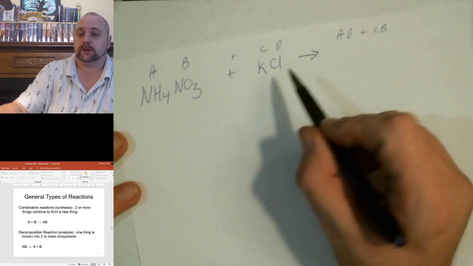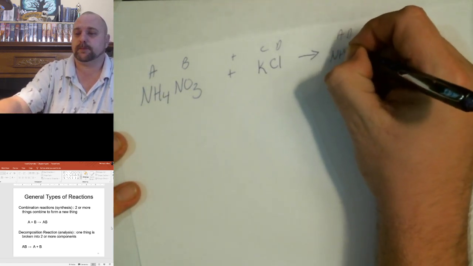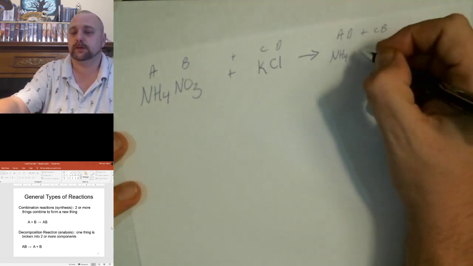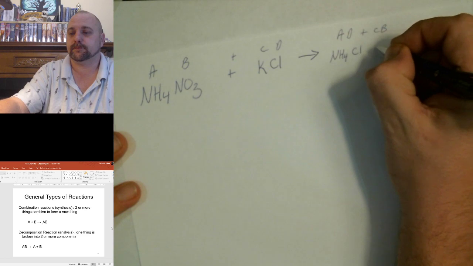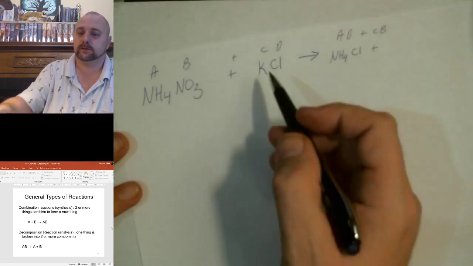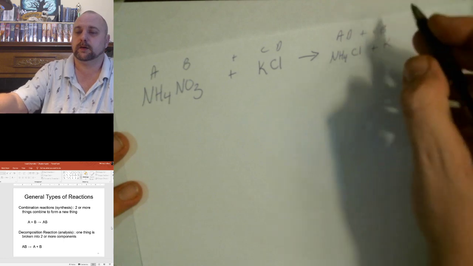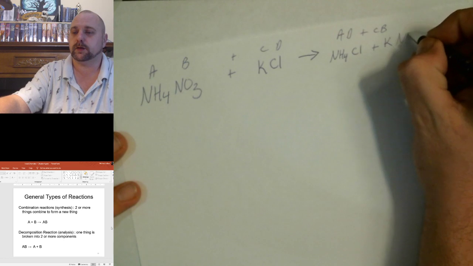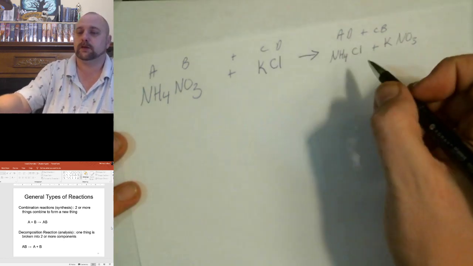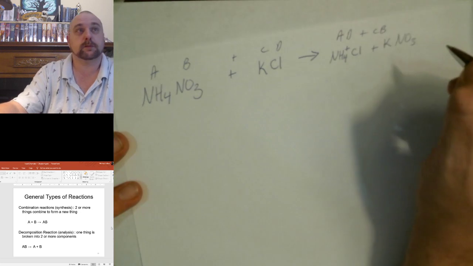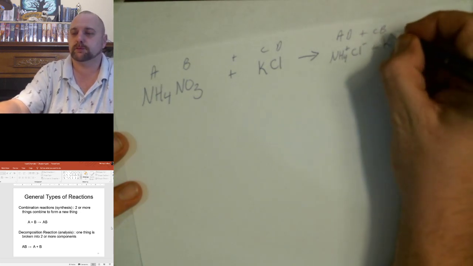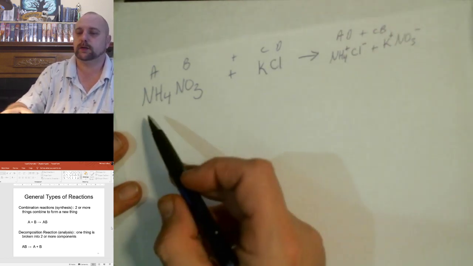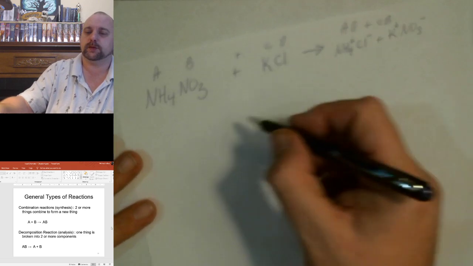The A piece is NH4. I'm bringing the 4 because it's part of the piece. The D piece is Cl. The C piece is K. The B piece is NO3. We bring that 3. The charges, ammonium has a +1 charge, Cl has a -1, potassium has a +1, nitrate has a -1. I crisscross, it's 1 to 1, and I've got 1 of each. That one's not too bad.